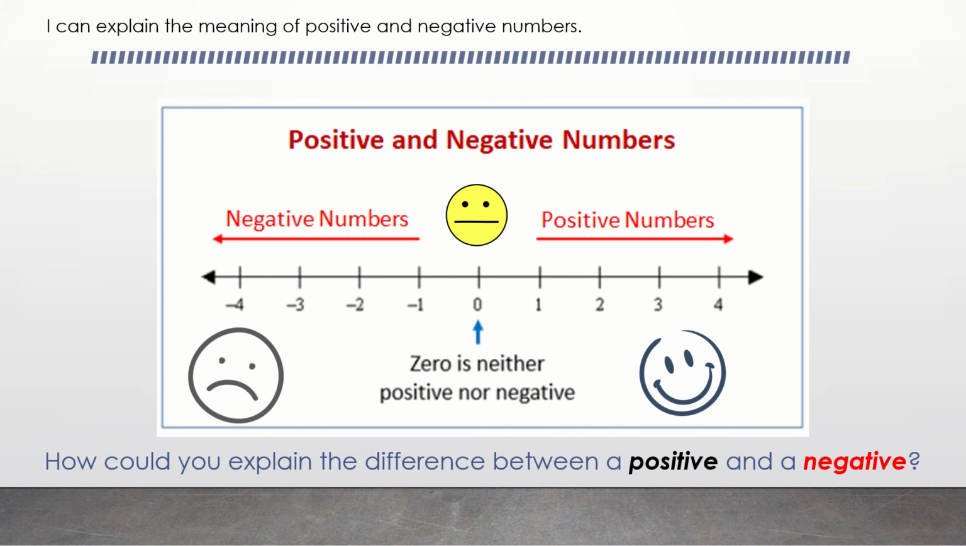So the first thing we're going to talk about is the meaning of positive and negative numbers. Positive numbers, as you can see on this number line, are over here. Zero is right here in the middle, and then there's negative numbers over here. So we've got negative numbers, positive numbers, and zero. Down here it says, how could you explain the difference between a positive and a negative? When we look at this, I'm going to compare them. Positive is to the right of 0, negative is to the left of 0. I do see down here it says 0 is neither a positive nor a negative.